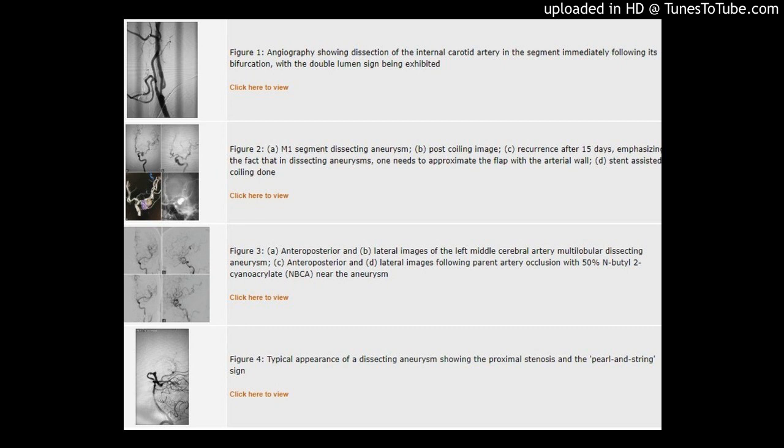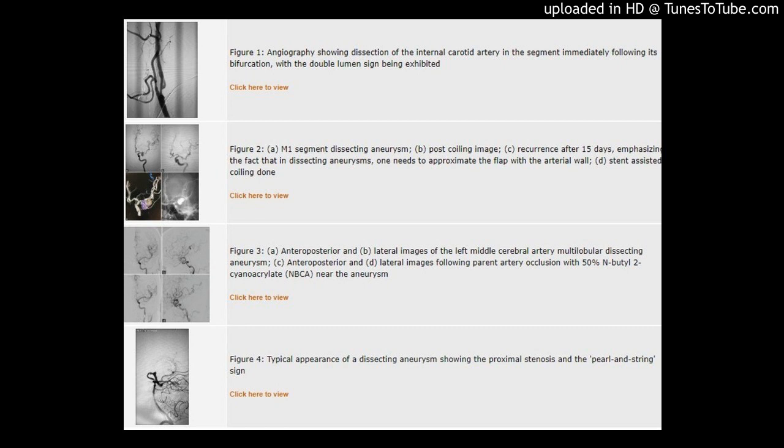The typical description is the presence of a pearl and string sign, sometimes associated with a pseudoaneurysm, as seen in Figure 4. Radiologically, an intramural hematoma can be demonstrated on T1 weighted magnetic resonance imaging, MRI, as an area of increased signal intensity, while there is a thick ring-like or a railroad-like enhancement corresponding to the double lumen on contrast MRI or on angiography as seen in Figure 1.